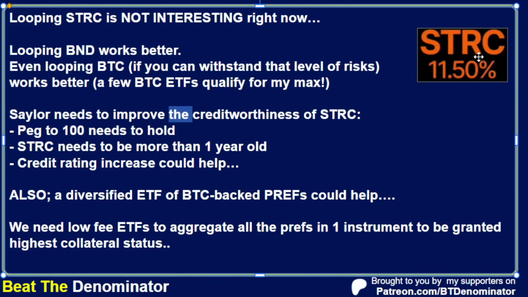But anyways, how would looping be interesting for STRC? Well, Saylor needs to improve the creditworthiness of STRC, and that's going to come with time. But how do you increase the creditworthiness of STRC? First of all, make sure the peg stays at 100 for a long, long time. Point number 2, and I think this is the most important point: STRC needs to be more than 1 year old. It's not 1 year old yet. I think when STRC becomes more than 1 year old, come August, we might actually see more favorable treatment from brokers. But right now it's less than 1 year old, so I think it's in the penalty box because of that.